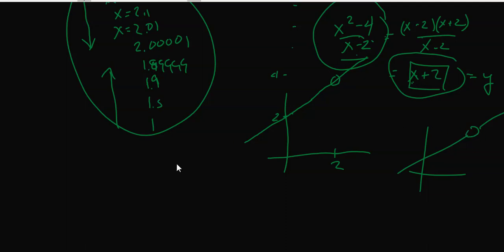Okay? So, and then, so the limit of this is 4 as x approaches 2. So again, we write the limit of this function. I'm not going to write the whole thing again. As x approaches 2 is 4. So that's how we use this limit notation.